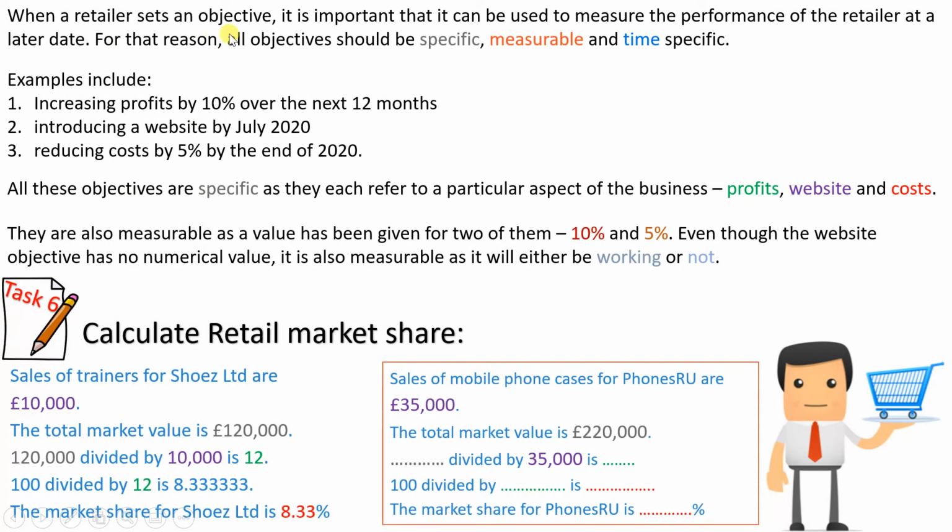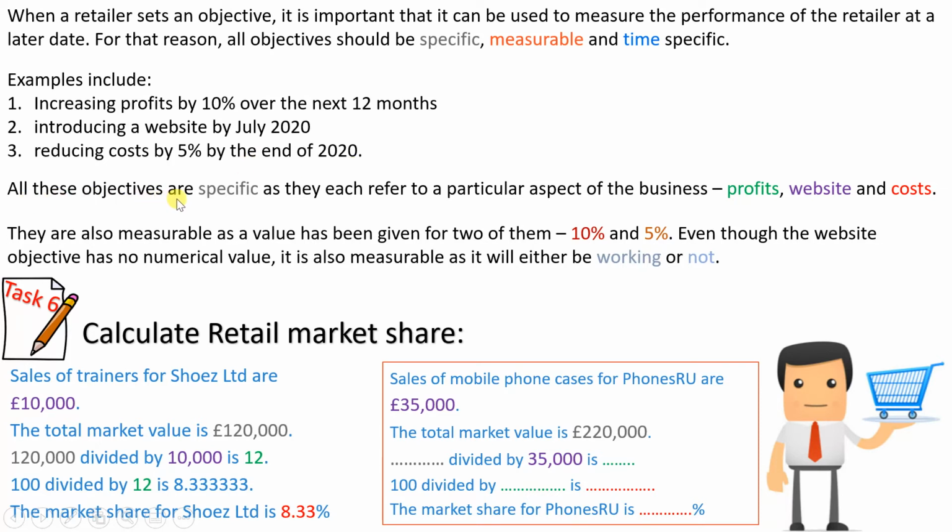When a retailer sets an objective, it is important that it can be used to measure the performance of the retailer at a later date. For that reason, all objectives should be specific, measurable and time specific. Here's some examples. Number 1, increasing profits by 10% over the next 12 months. Number 2, introducing a website by July 2020. And number 3, reducing costs by 5% by the end of 2020.